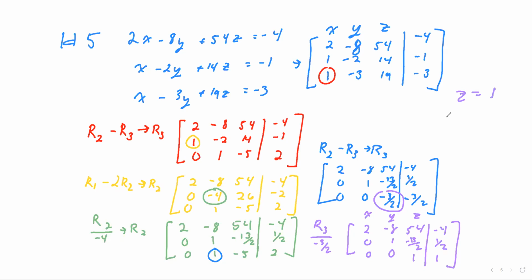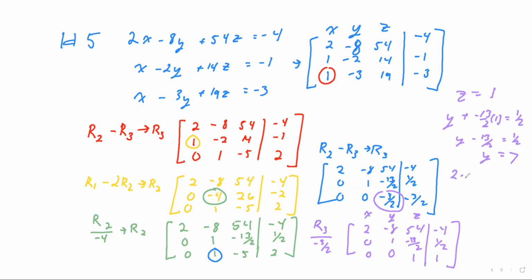And knowing that, I now have y plus negative 13 over 2 times 1 equals 1/2. So I'm basically just going to have y minus 13 halves equals 1/2. And then I'm going to add 13 halves over. So that right there would be 14 halves, which is 7. Since y equals 7, I can then go back to the original one.